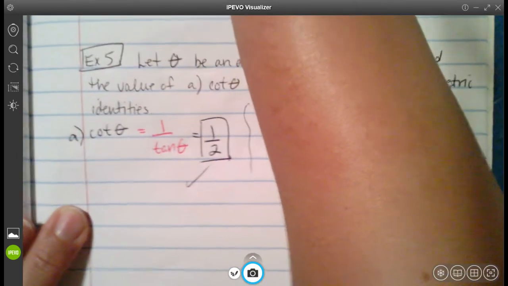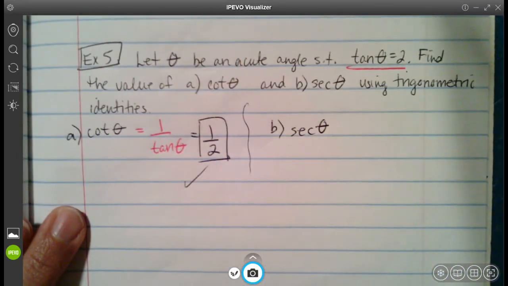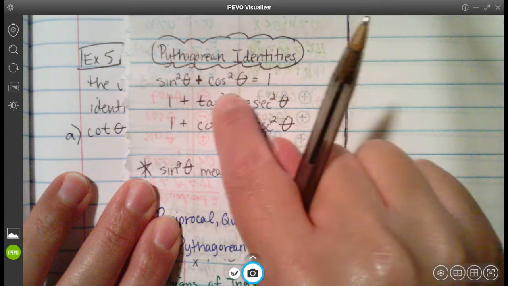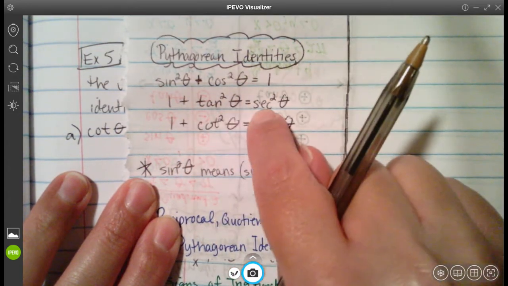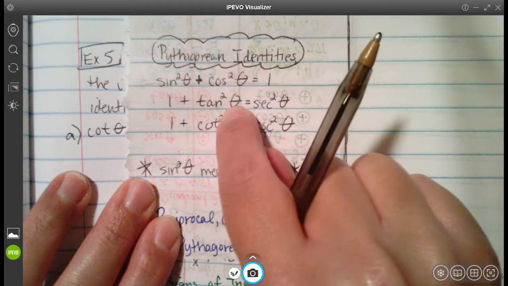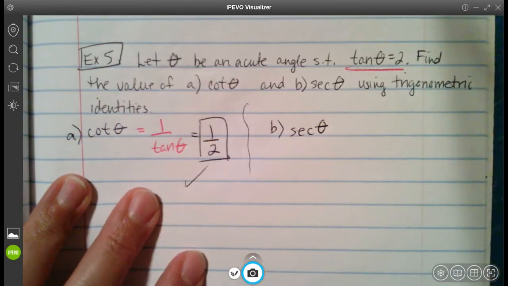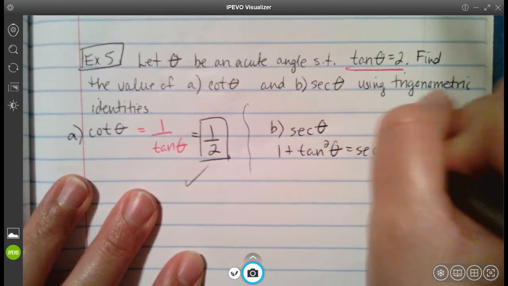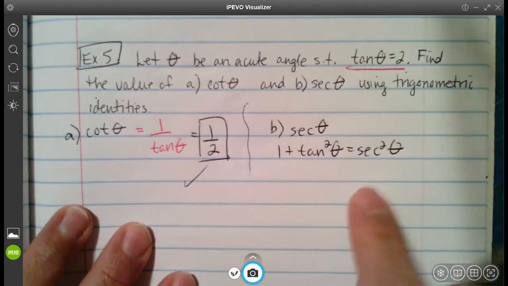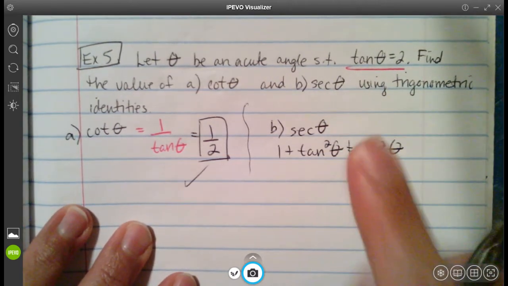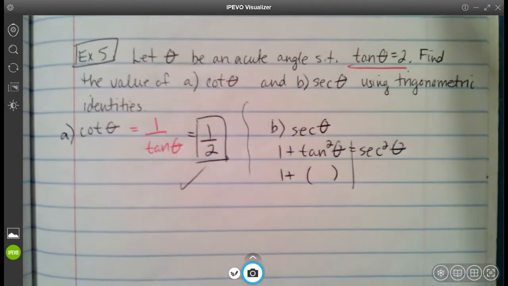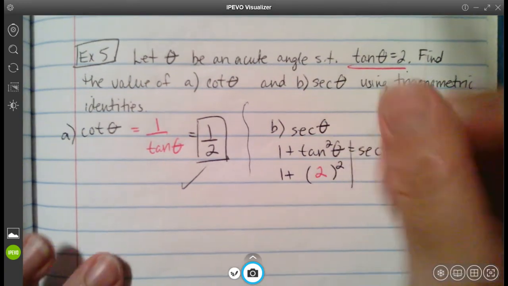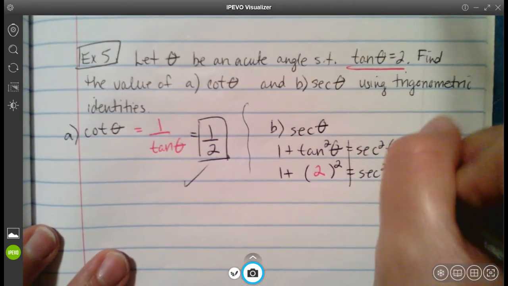Secant of theta is a little bit more complicated, not too much, but we're going to use one of the Pythagorean identities. Kind of like the one we did before, where we had the sine squared one. Notice that the second one has tangent and secant, so we're going to use the second one. 1 plus tangent squared theta equals secant squared theta. It's going to be real similar to the one before where we just plug this in and then solve. So 1 plus tangent, which is equal to 2, so there's my 2 squared equals secant squared theta.